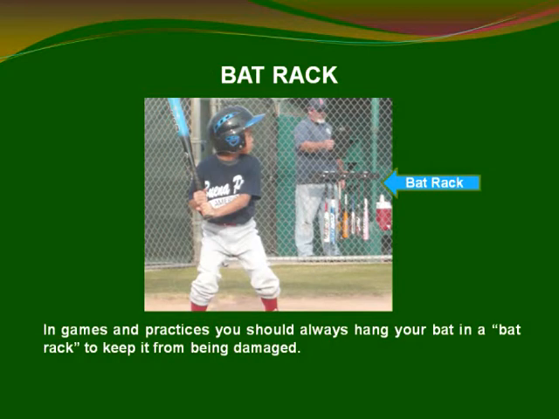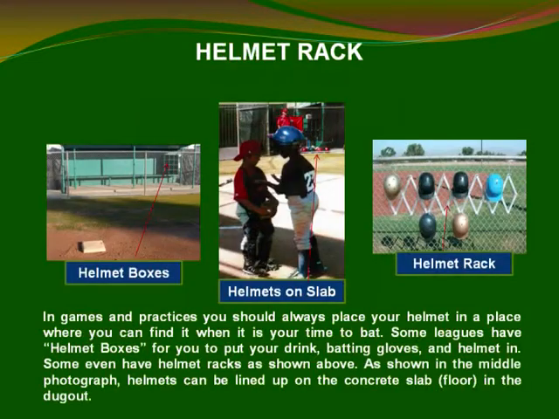In games and practices, you should always hang your bat in a bat rack to keep it from being damaged. You should also always place your helmet in a place where you can find it when it's your turn to bat. Some leagues have helmet boxes for you to put your drink, batting gloves, and helmet in. Some even have helmet racks as shown above. As shown in the middle photograph, helmets can be lined up on the concrete slab in the dugout.